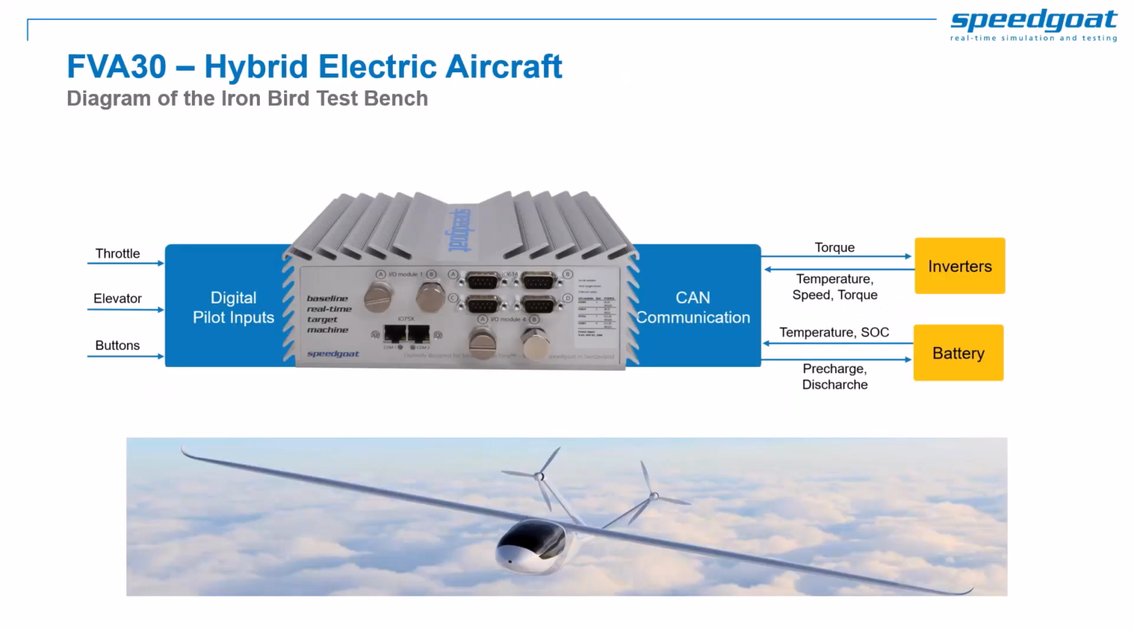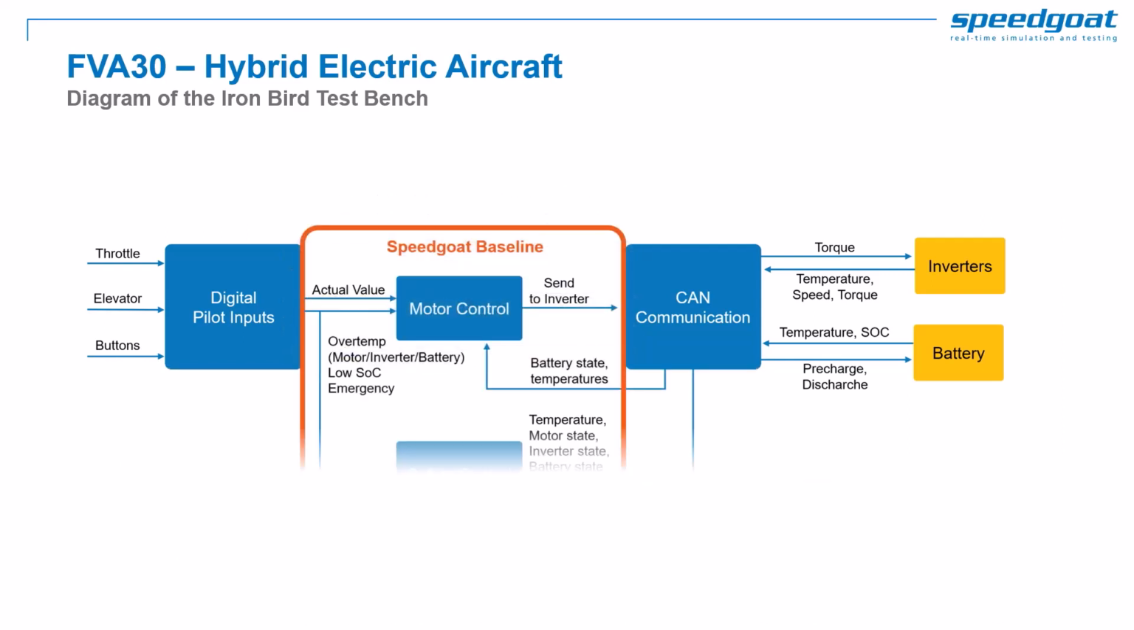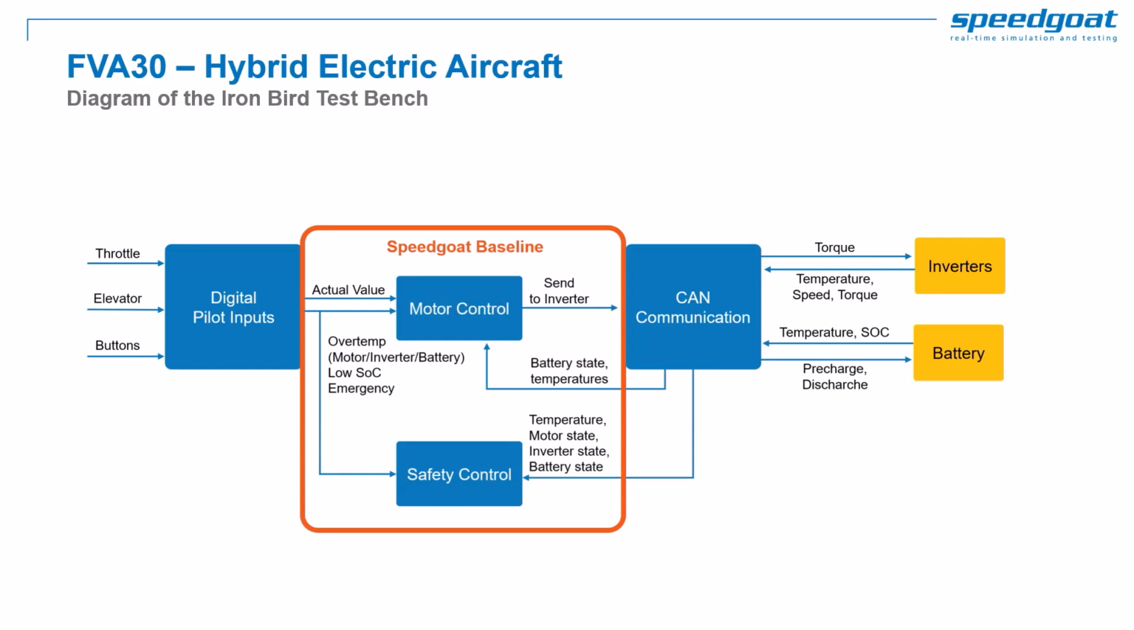To better understand what controls prototyping looks like in real life, I would like to share this example from the Scientific Association Aachen. They are developing a hybrid electric aircraft. The baseline target machine acts as the controller and the heartpiece of the Ironbird. From the pilot's side, input commands such as throttle and elevator angle are read into the target machine. Inside the target machine, the actual motor control takes place.